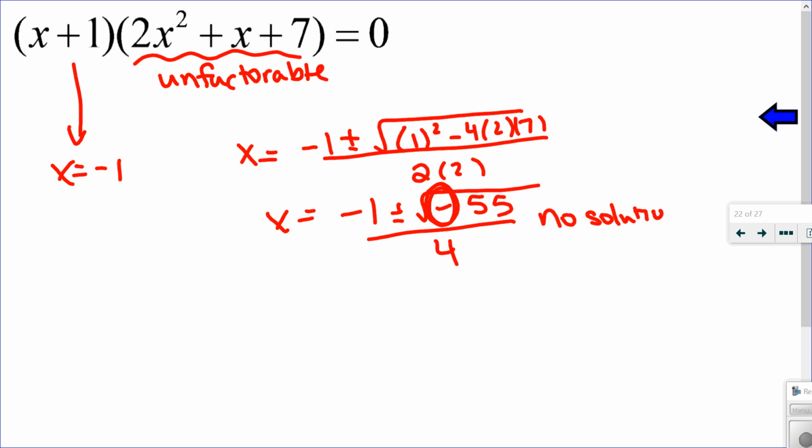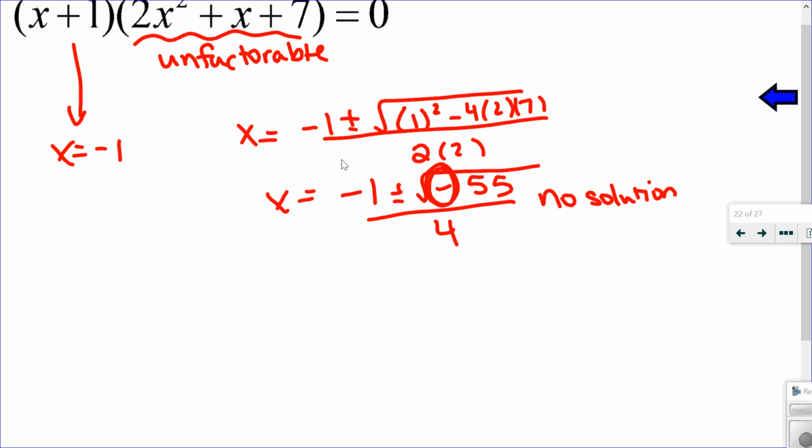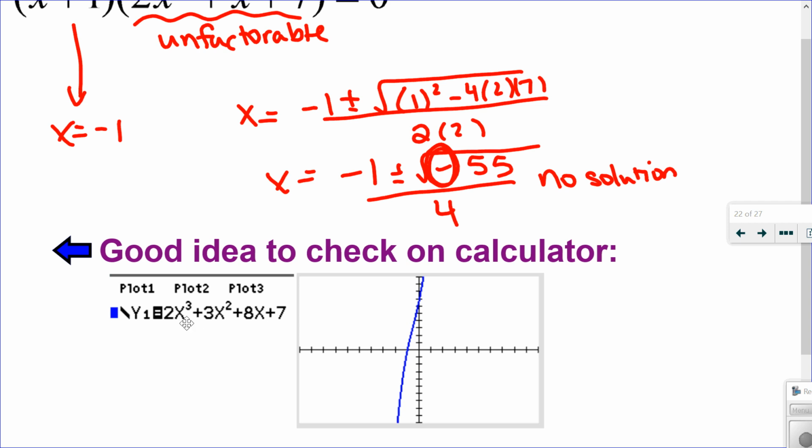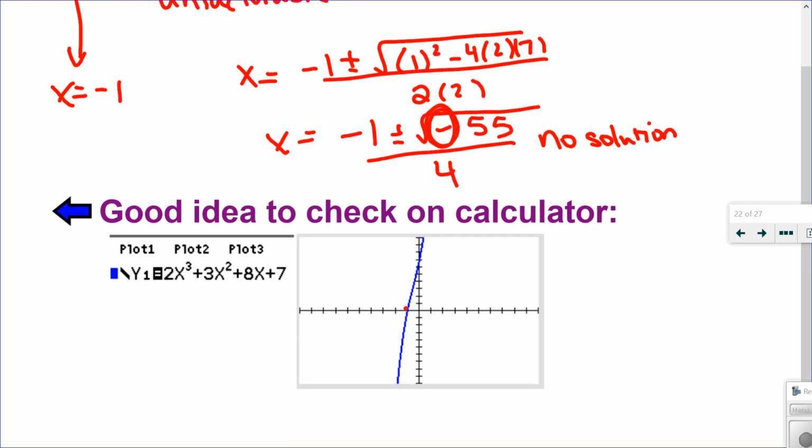But we have to always check that using the quadratic formula. So just x equal to negative 1 is the solution. I always want to check that on my calculator just to see did I do that correctly. So I can enter my quadratic in and you can see that just at negative 1, that's the only solution I have. So always a good idea to check that.